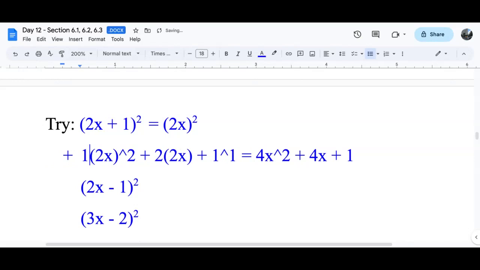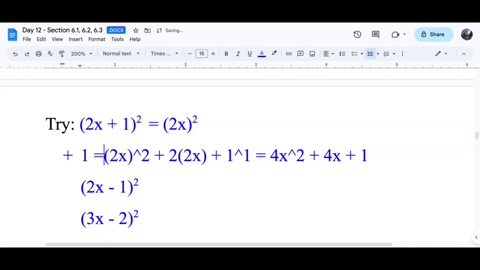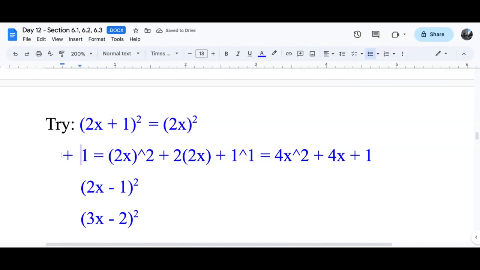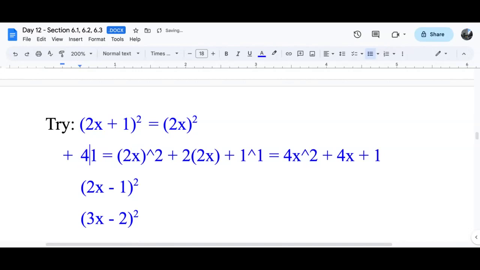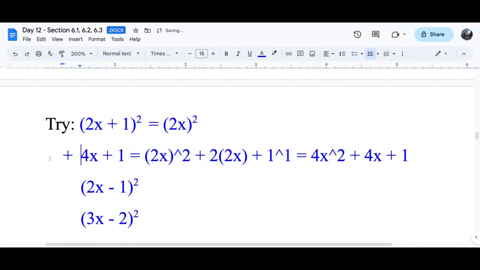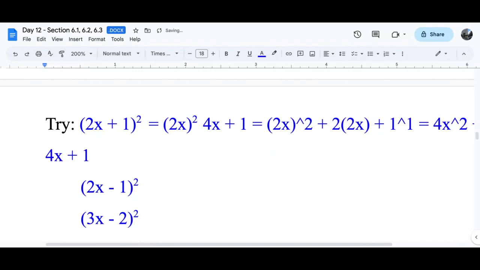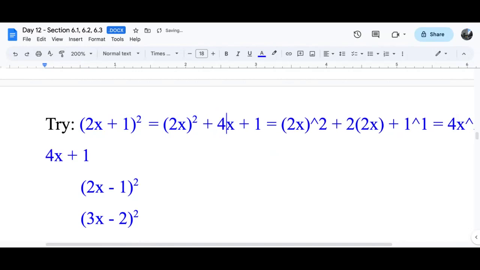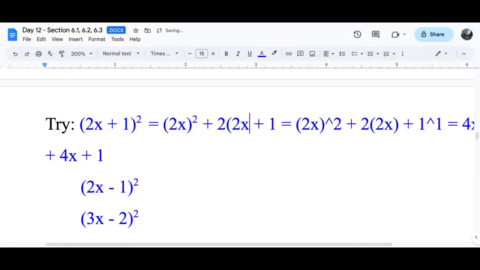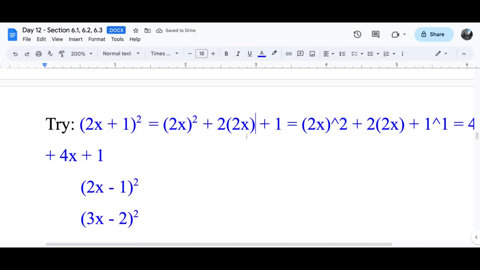Then plus the second one squared. Well, 1 squared is just 1. Then plus the middle term. Usually we write the middle term in the middle. Then multiply those two. 2x multiplied by 1 is 2x. Then double it. That's 4x. Plus 4x. Oh, actually, I should write 2 times 2x. Right. Multiply 2x with 1.